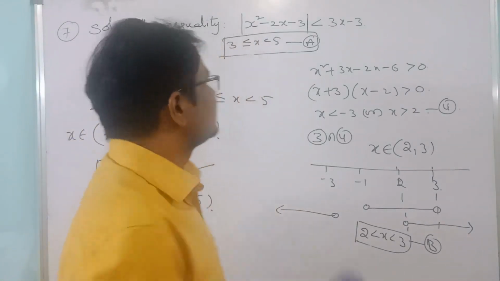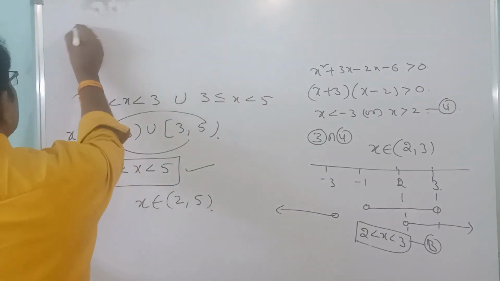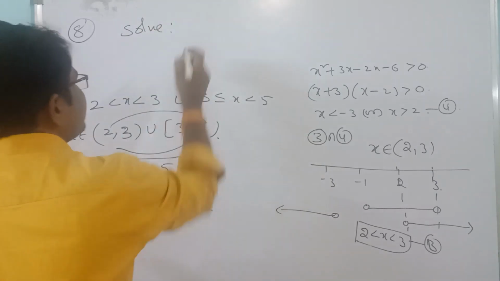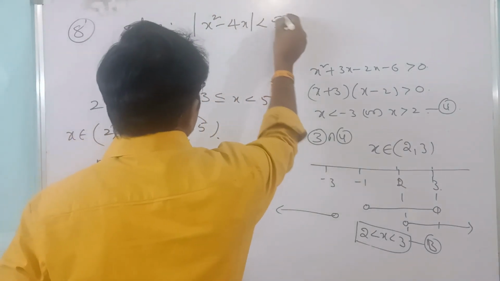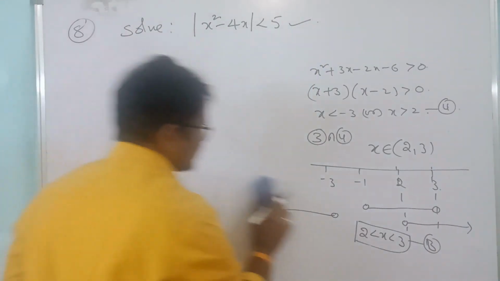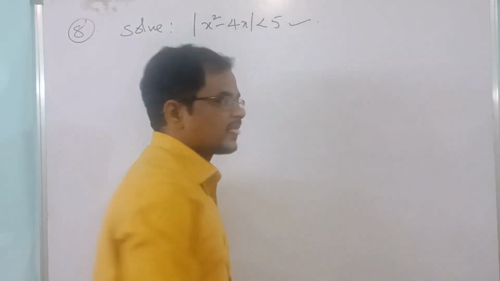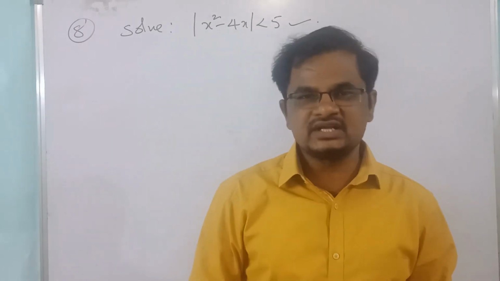So like this we have to do whenever an inequality is given. Solve one more problem: solve the inequality modulus of x square minus 4x less than 5. Do this problem. Now these are some important problems on the modulus function we did.